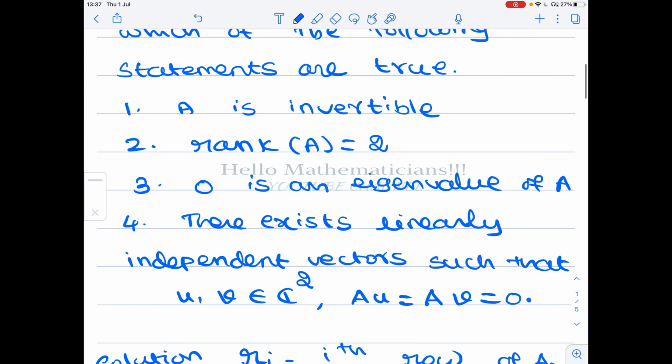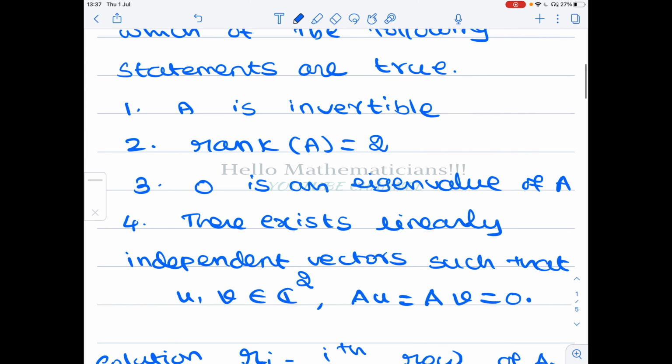Therefore, if you look at the dimension of the row space of this matrix, it cannot be 3. If three vectors are linearly independent, then the dimension of the row space will be 3. Since this vector is a scalar multiple of this, we get that the dimension of the row space of this matrix is strictly less than 3. So the dimension of the row space of A is strictly less than 3.